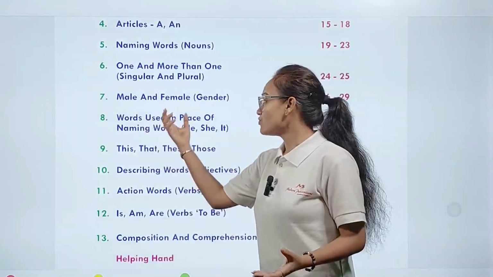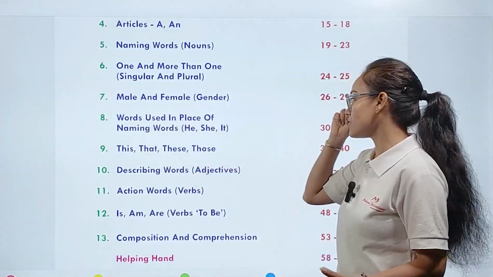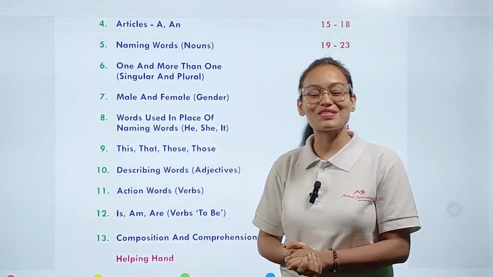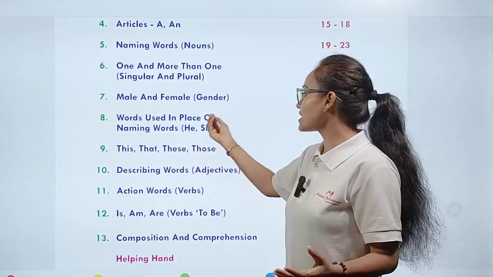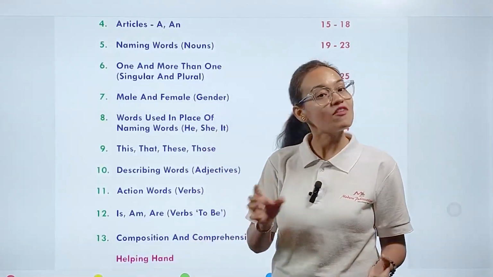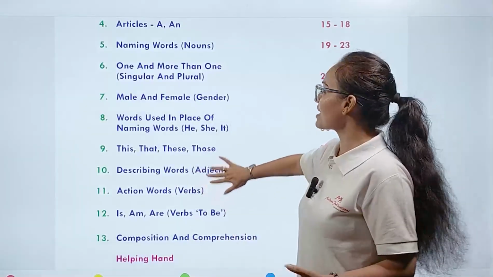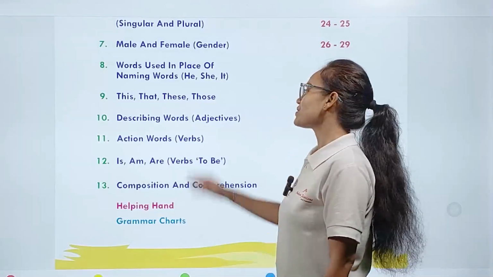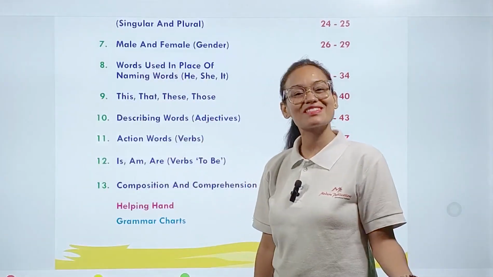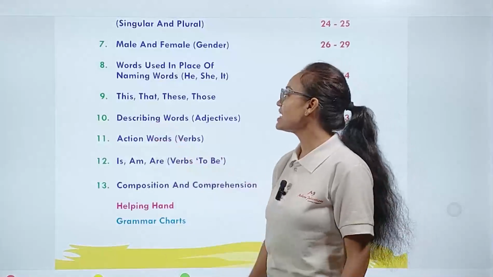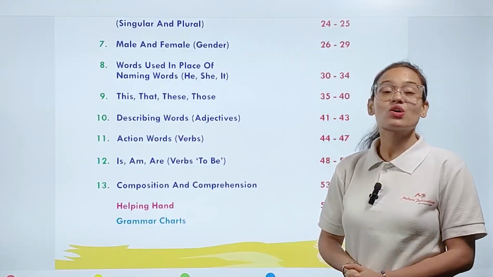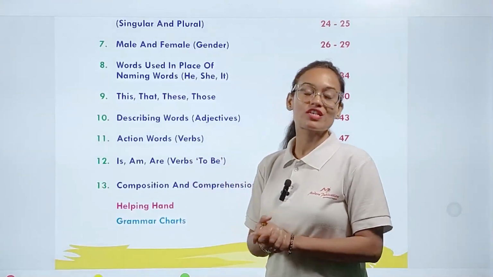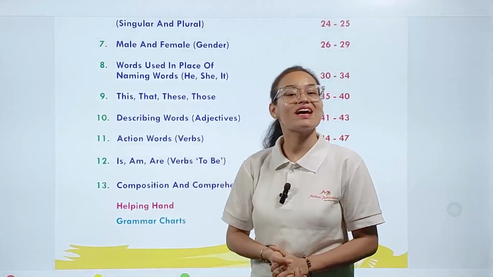Chapter number 8, words used in place of naming words: he, she, it. In chapter number 8, my dear student, you are going to see when we use he, she or it in place of naming words. Chapter number 9, this, that, these, those. I hope, my dear student, you all have studied about this in your previous classes. Now, chapter number 10, describing words. Describing words are called adjectives. Now, our chapter number 11 is action words. Action words are called in English grammar as verbs.